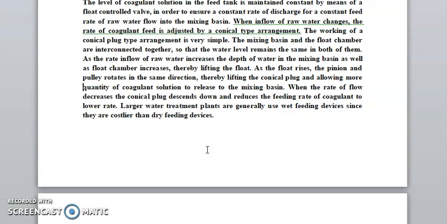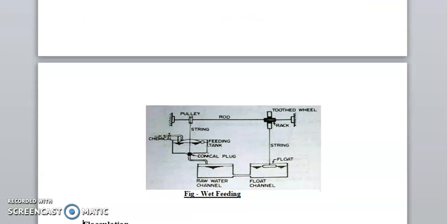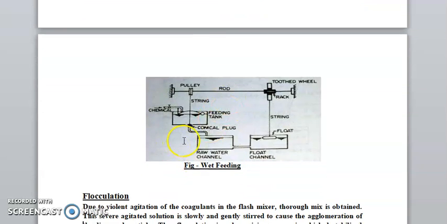Okay, we can see the wet feeding here. This is the liquid form of chemicals. Feeding tank, conical plug, raw water channel, the liquid form, and the float. Okay, this is the wet feeding. Wet feeding means we are using the solution; in dry feeding we are using the dry powder. This is the main difference between wet feeding and dry feeding.